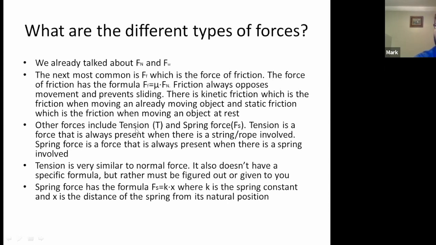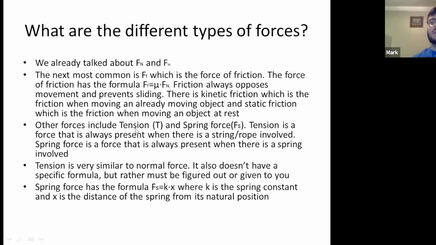Okay, so we talked about two forces, the normal force, Fn, and the weight, Fw. What are the other different types of forces? Well, the next most common is the force of friction. The force of friction has the formula F equals mu times normal force. So friction always opposes movement and prevents sliding.